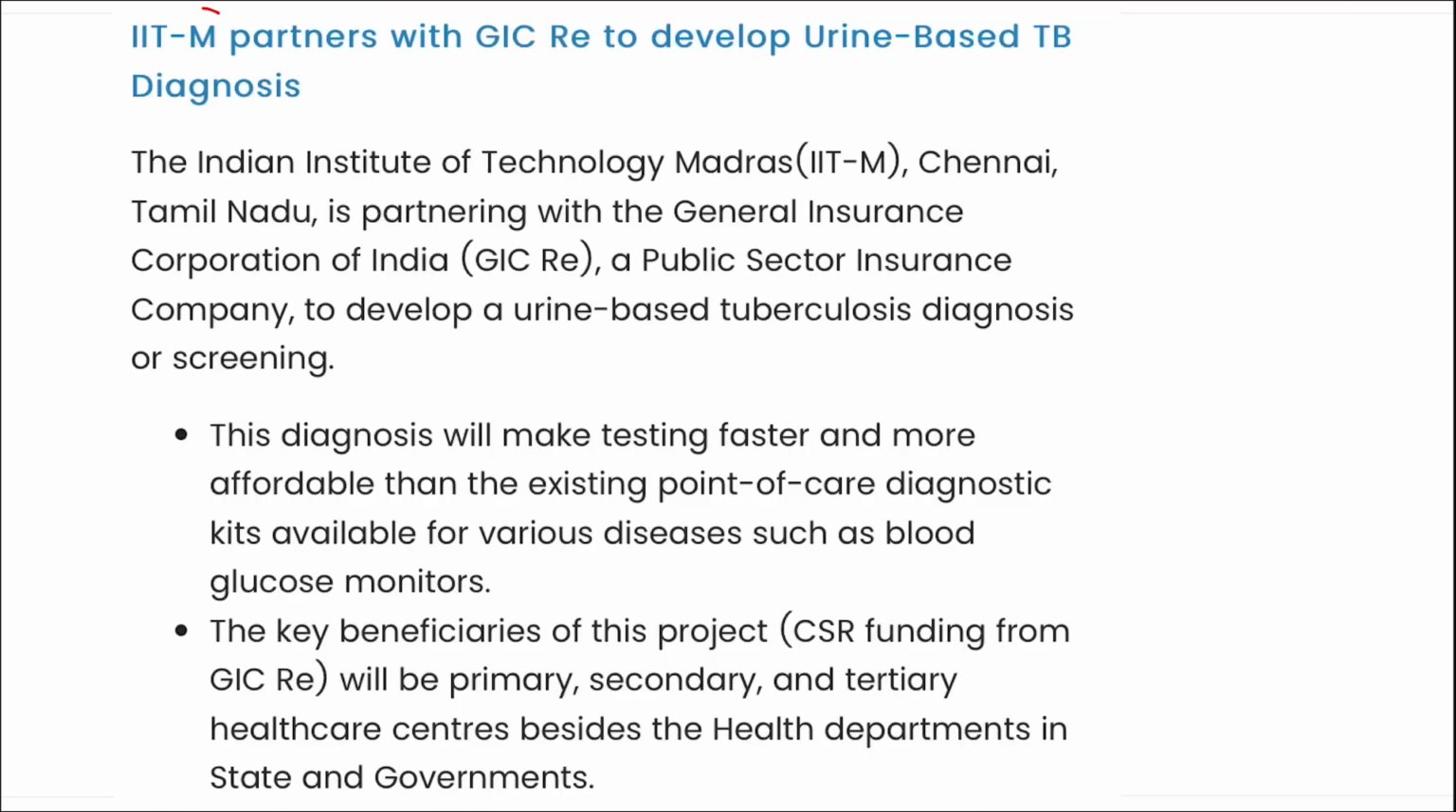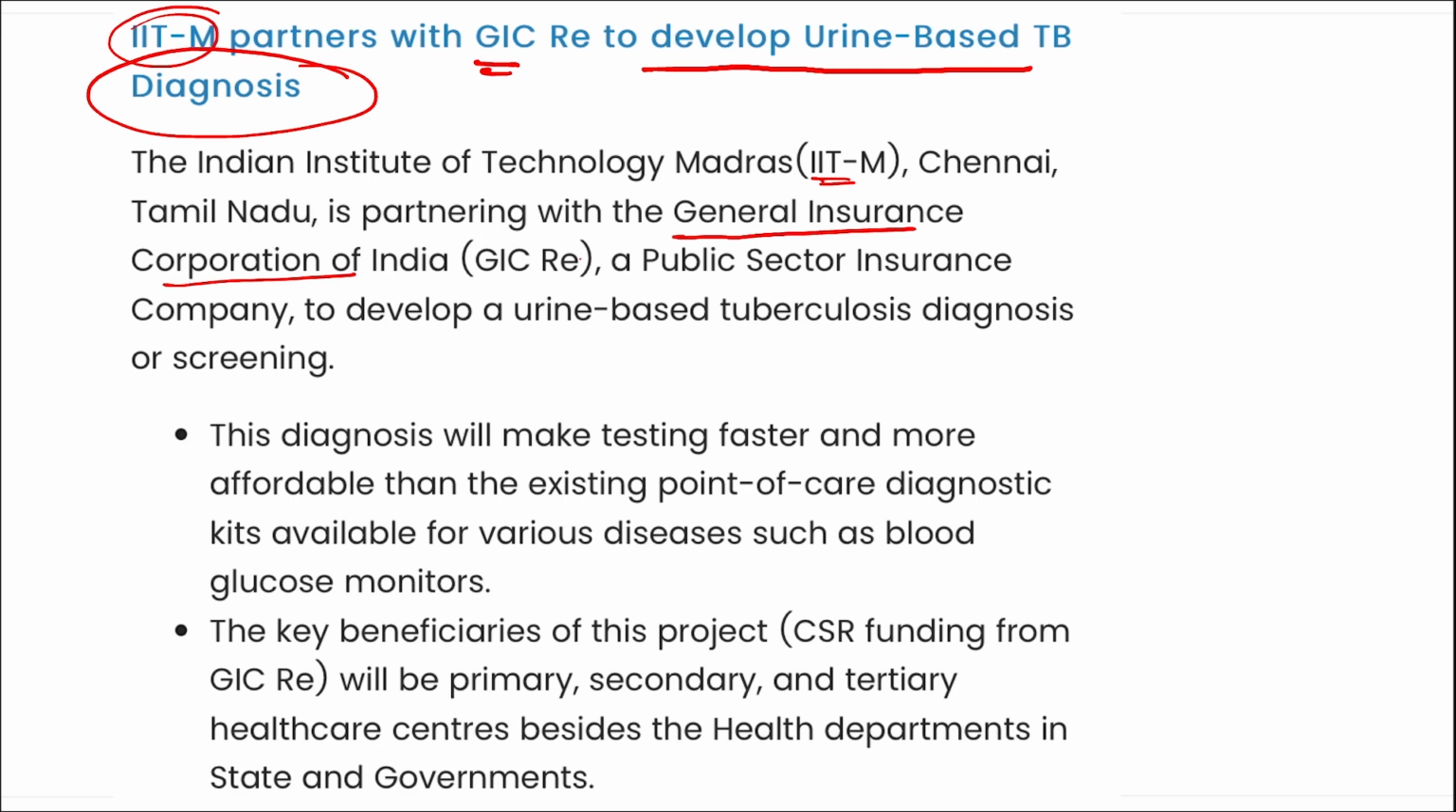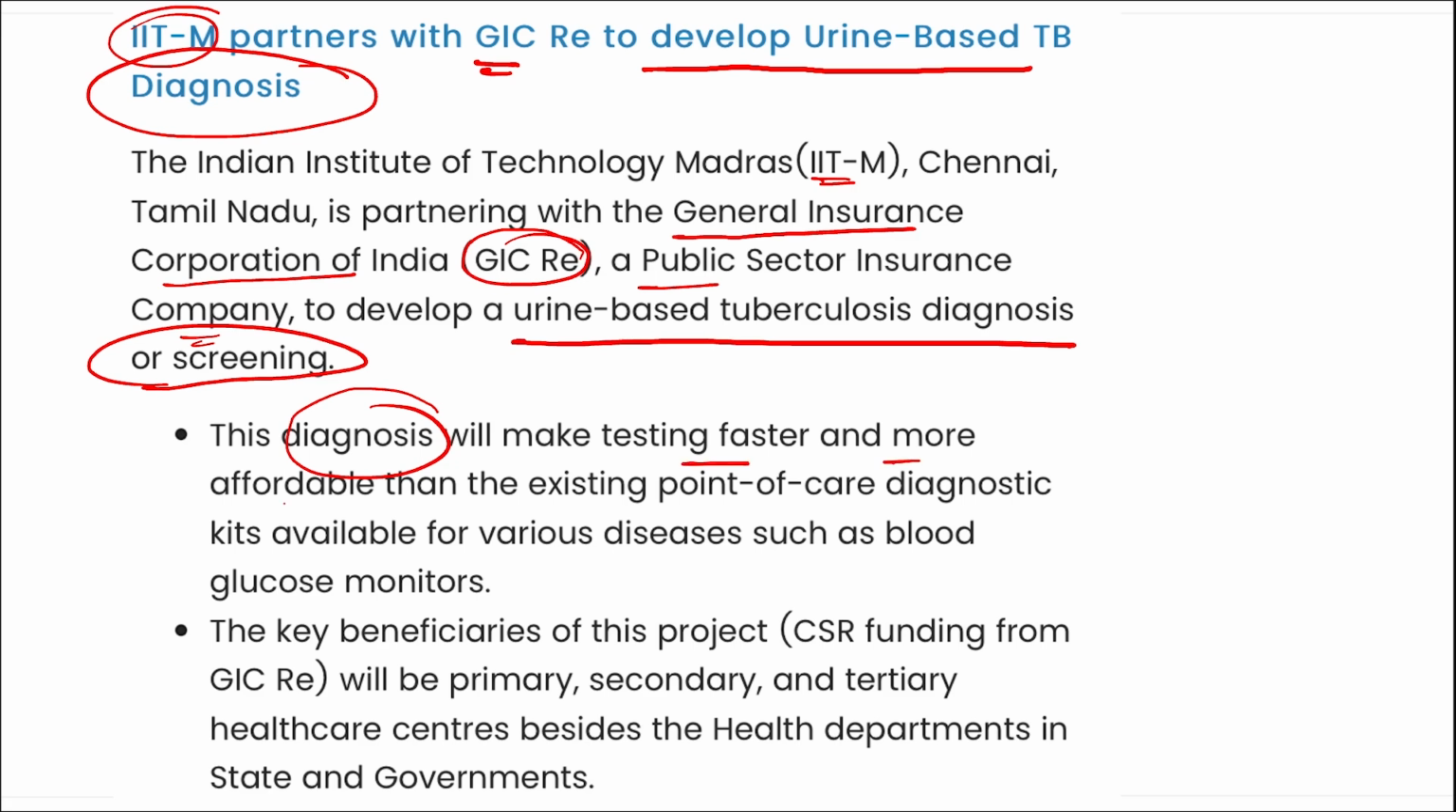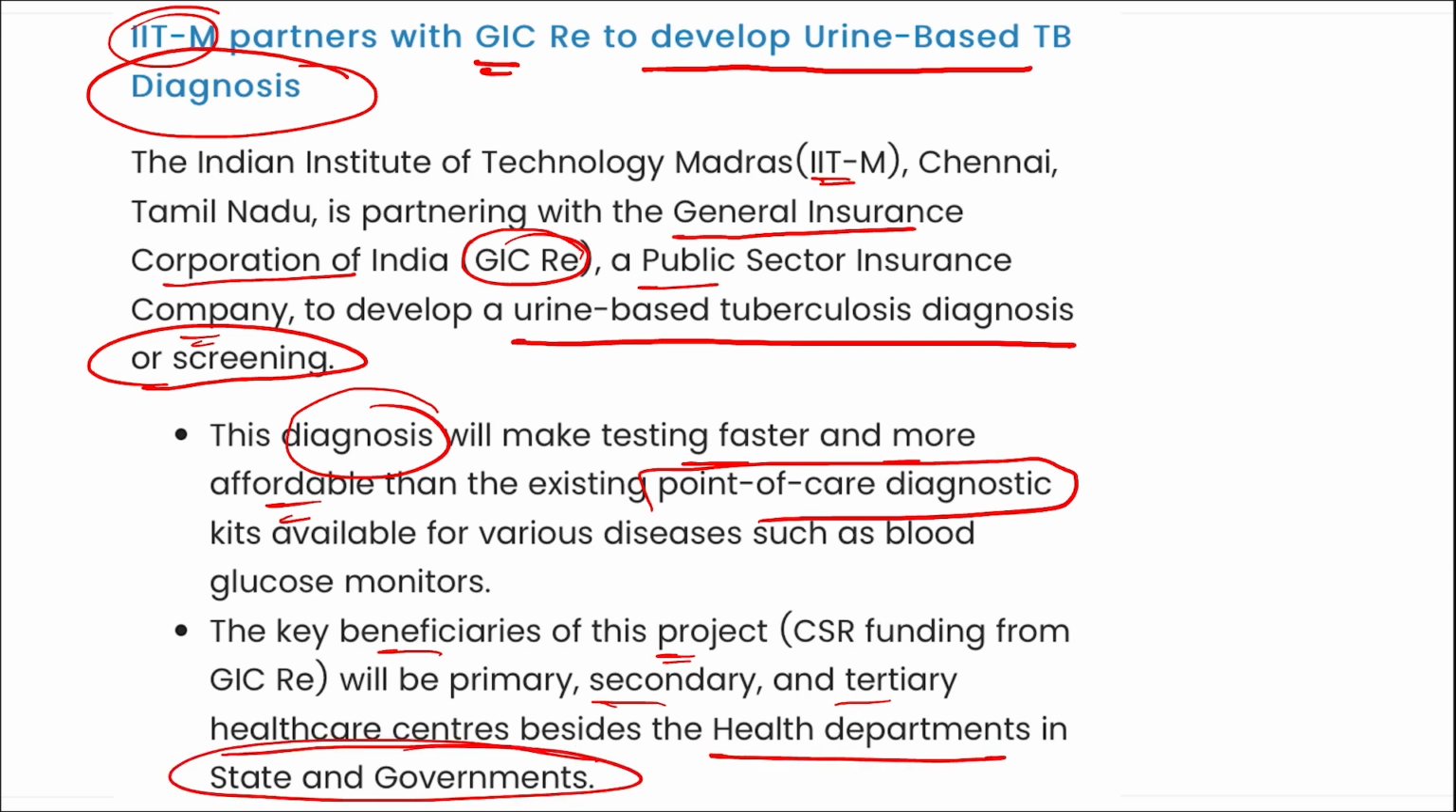Next, IIT Madras has recently partnered with GIC Re to develop urine-based TB diagnosis. I repeat, IIT Madras of Chennai, Tamil Nadu has partnered with General Insurance Corporation of India, that is GIC Re, a public sector insurance company, to develop urine-based tuberculosis screening. That means a new technology was developed by IIT Madras in partnership with General Insurance Corporation of India to detect tuberculosis using a person's urine. This diagnosis will make testing faster and more affordable than the existing point-of-care diagnostic kits. The key beneficiaries will be primary, secondary, and tertiary healthcare centers, health departments in the states, and the governments.